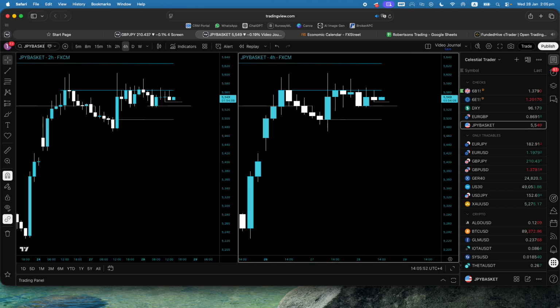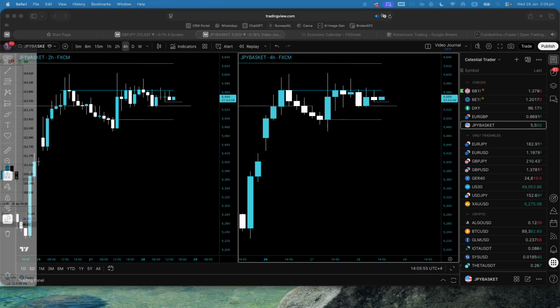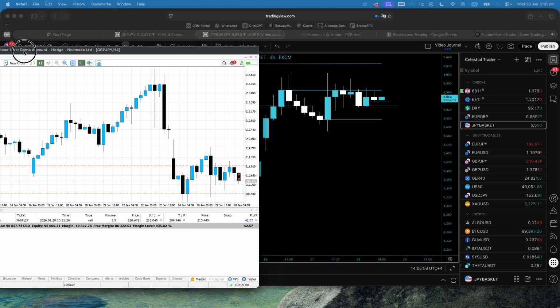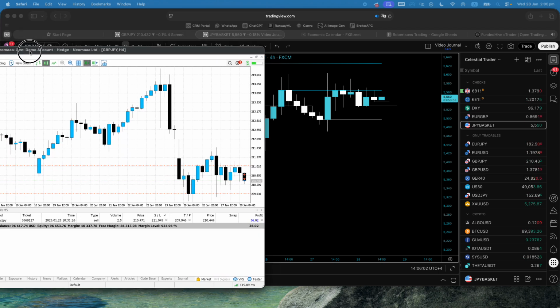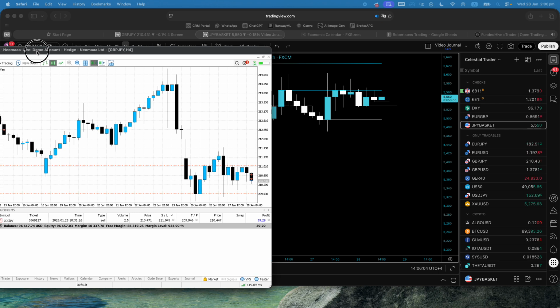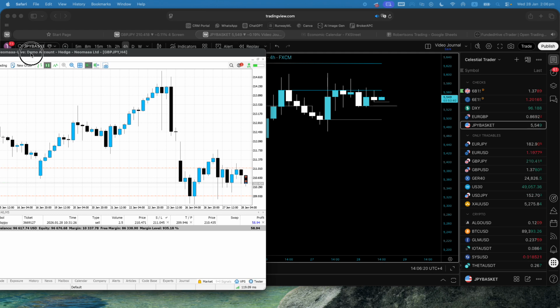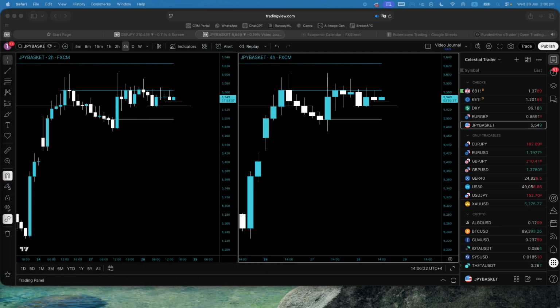Just whilst I remember, I do want to show you that this trade is live on my account, so you can see there that I have got the trade on here. You can see the market, GBPJPY, the price 210.47. You've got the lot size there as well, the stop loss in place, and then you've also got the target that I've set there. So just proving that this position is live on my account.